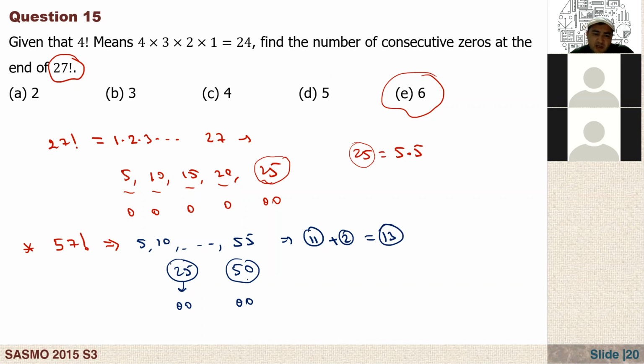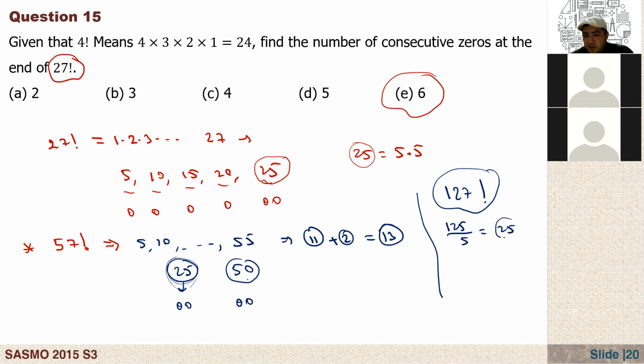You just need to take into consideration these powers of 5. And maybe you are grade 9. This year they may ask you, for example, how about 127 factorial? How many zeros will there be at the end of this number? At the time, we know that until 127, 125 over 5, that's equal to 25. So that means that we have 25 zeros, right?